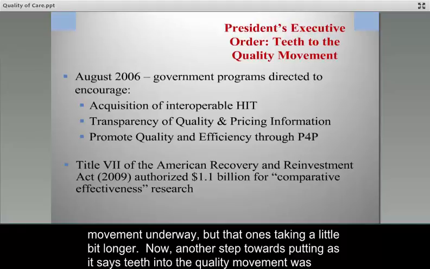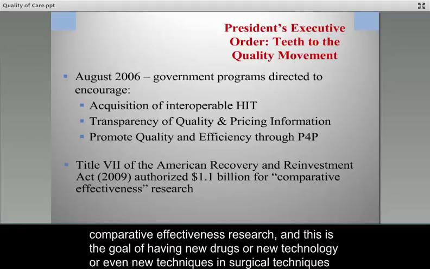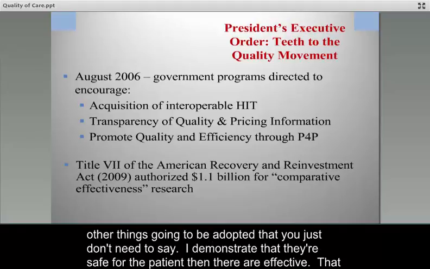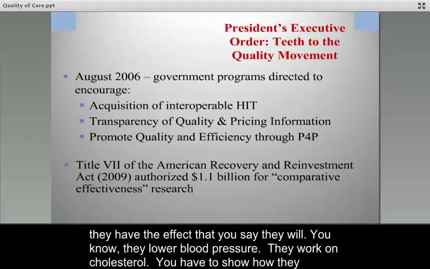Now, another step towards putting, as it says, teeth into the quality movement was comparative effectiveness research, and this is the goal of having new drugs or new technology or even new techniques, new surgical techniques or other things that are going to be adopted, that you just don't need to say, demonstrate that they're safe for the patient and then they're effective, that they have the effect that you say they will.